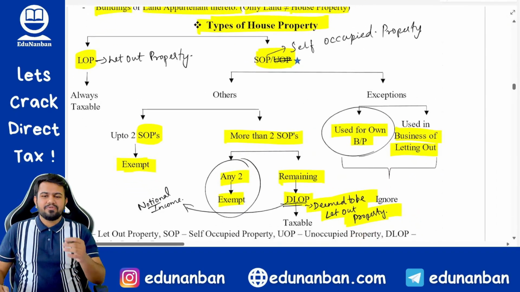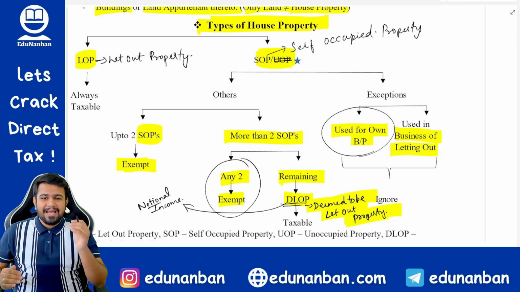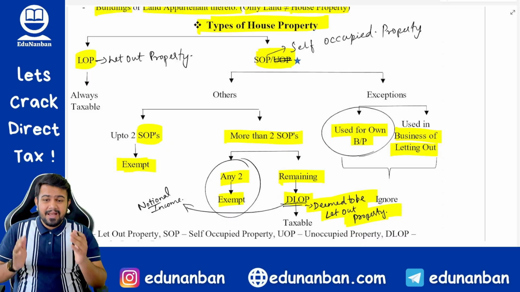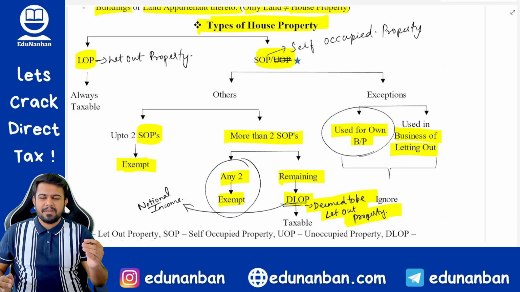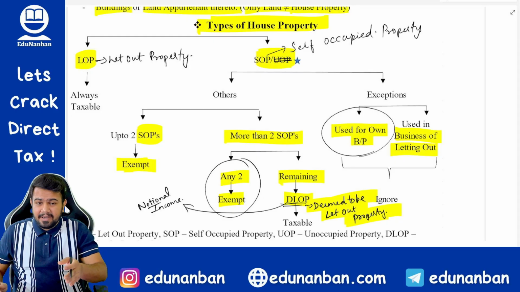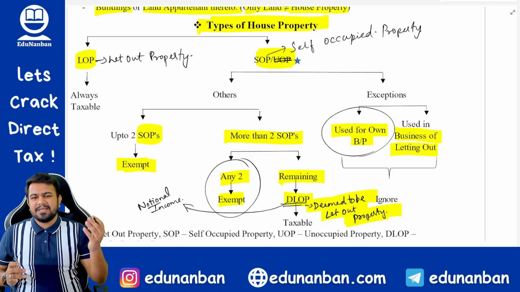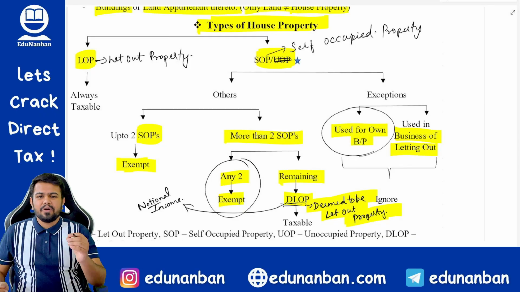Now what are the types of house property? There are two major types: LOP and SOP. LOP means let out property, the property that has been given on rent. And SOP means self-occupied property. Self-occupied property means property in which the assessee himself is residing, or he is not able to reside because he is living in some other city in a property which does not belong to him. So this is self-occupied property.